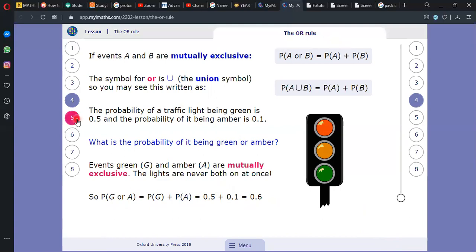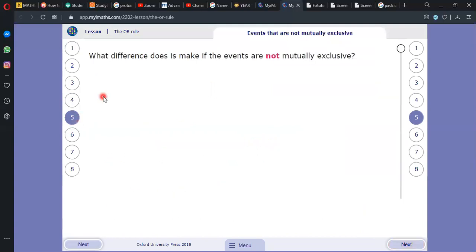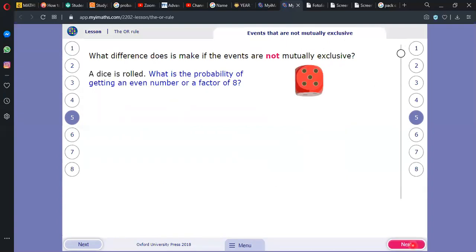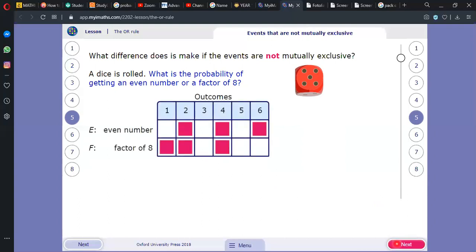Very good. Moving on. What difference does it make if the events are not mutually exclusive? We've talked about mutually exclusive; what if they are not? How do we know? What difference does it make? A die is rolled. What is the probability of getting an even number or a factor of 8? These are the outcomes that we have: the even numbers on the die, 2, 4, 6, and the factors of 8, 1, 2, 4.